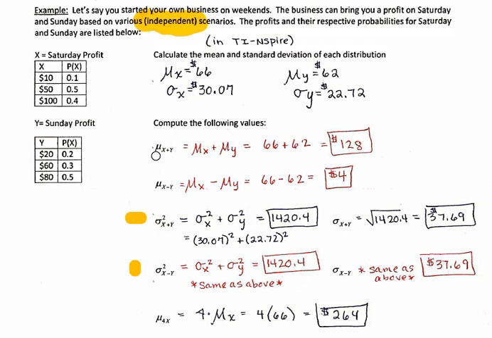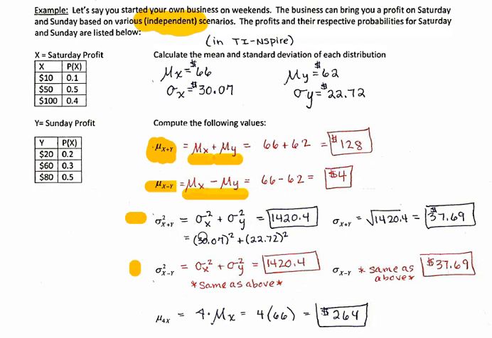So it says compute the following, and the first is the mean of X plus Y. So we know from our rules from yesterday that means behave, and so that means I can do the mean of X plus the mean of Y, and that just requires me to add those two together. 66 plus 62, the combined average profit from the two days is $128. To find the mean of X minus Y, again, means behave as predicted. I can take the mean of X minus the mean of Y, so I take my two numbers and subtract them and get a combined mean of $4.